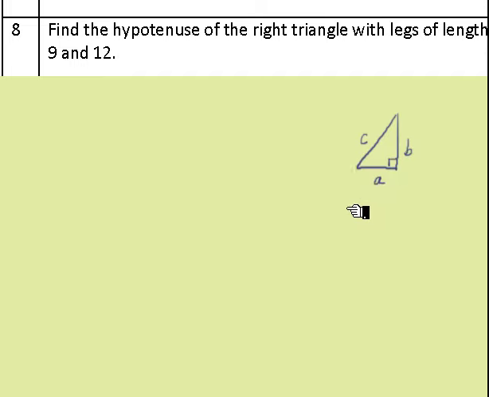The Pythagorean theorem says that we have the following relationship. A squared plus B squared is equal to C squared. All right, that's the Pythagorean theorem.